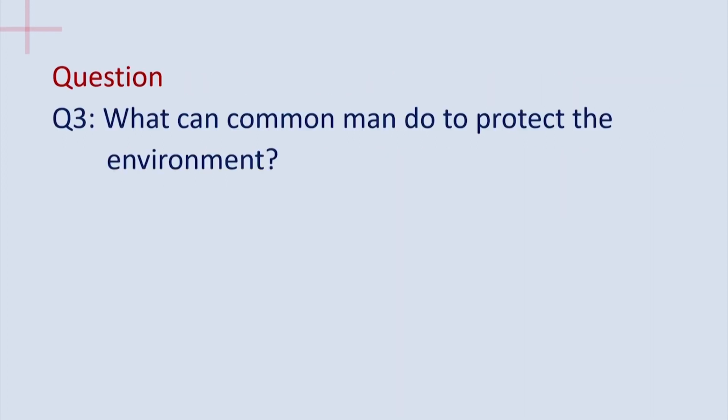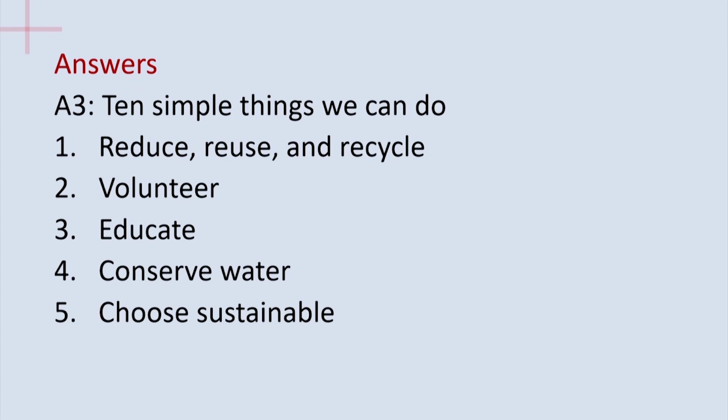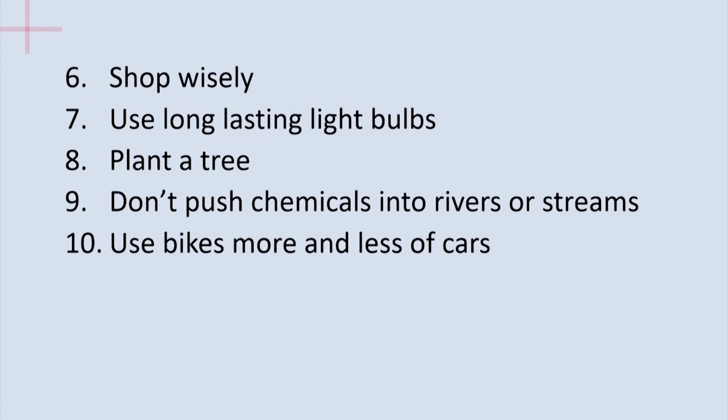Question 3. What can the common man do to protect the environment? To answer, here are 10 simple things we human beings can do. 1. Reduce, reuse and recycle as much as possible. 2. Volunteer. 3. Educate the public around you. 4. Conserve water. 5. Choose sustainable things. 6. Shop wisely and buy only what is really required.